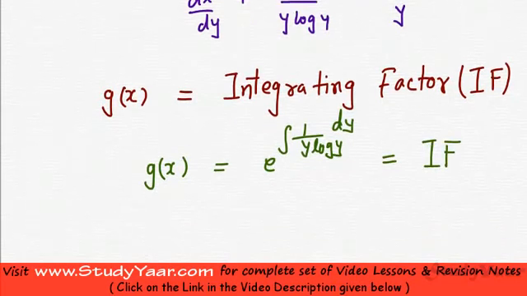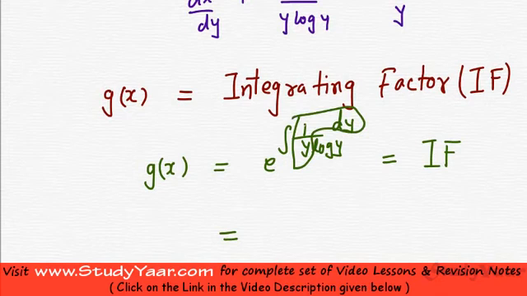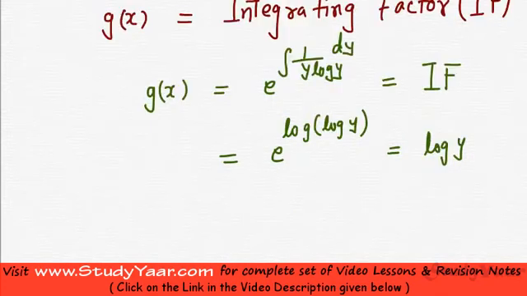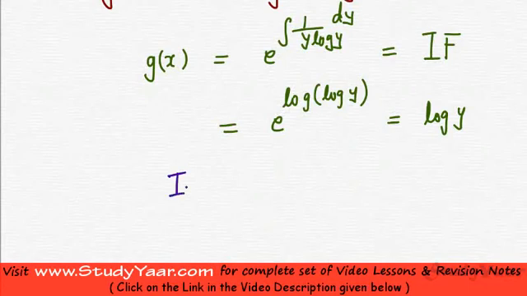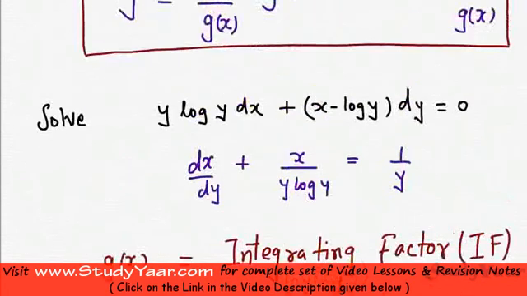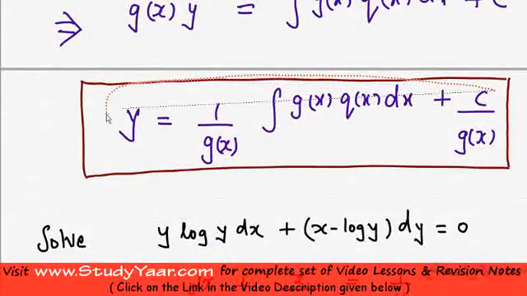If you are going to integrate this, just take log y is equal to t, and you are going to get 1 by y dy is equal to dt. So what you have is e raised to power log of log y, which basically is equal to log y. So your integrating factor, or g(x), is equal to log y, right? Now my solution can be given by this equation.